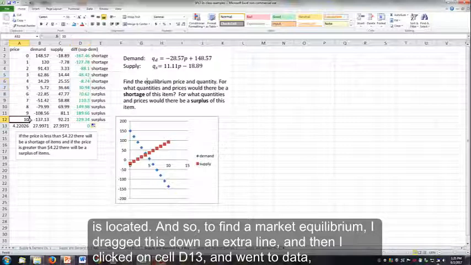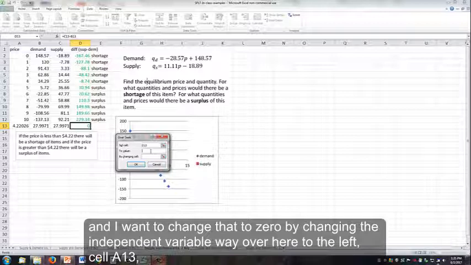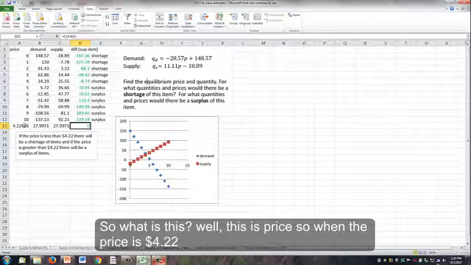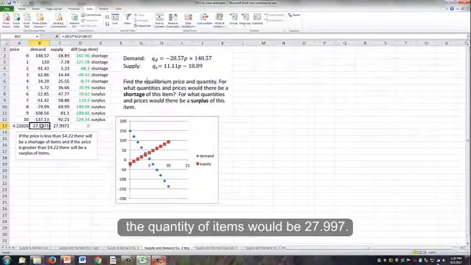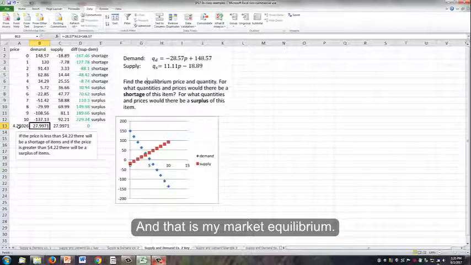And so to find the market equilibrium, I dragged this down an extra line, and then I clicked on cell D13 and went to Data, What If Analysis, Goal Seek, and I want to change that to 0 by changing the independent variable way over here to the left, cell A13, and got that. So what is this? Well, this is price. So when the price is $4.22, the quantity of items would be 27.997, and that is my market equilibrium.